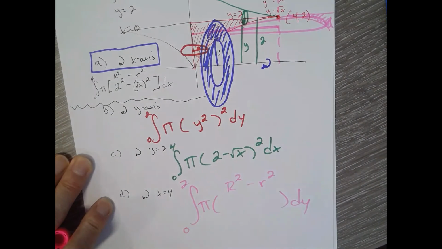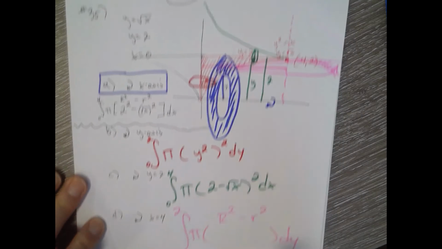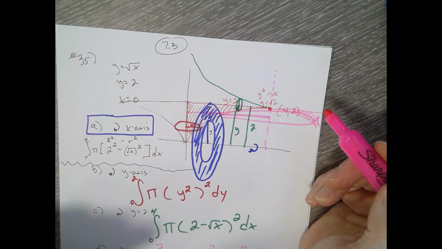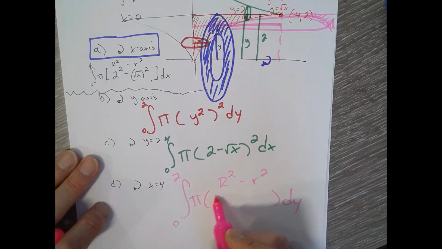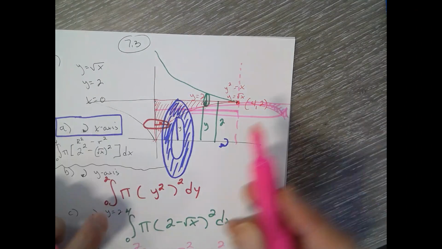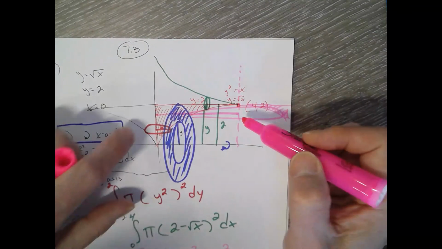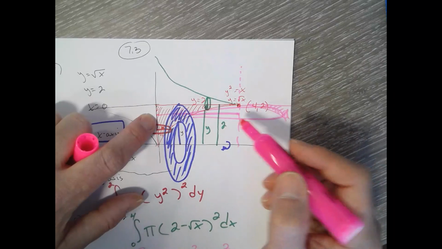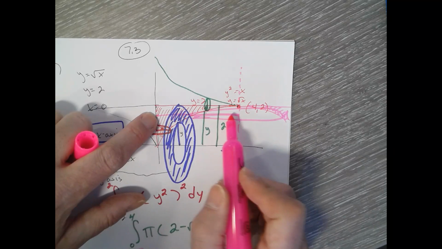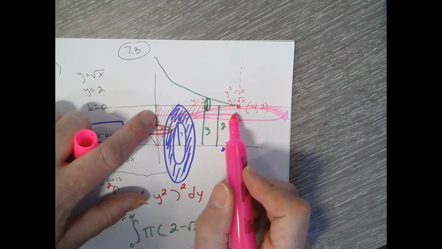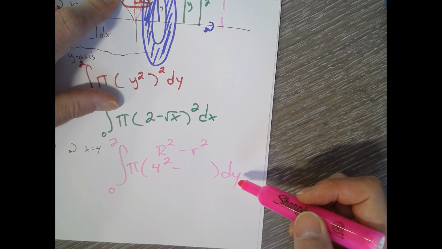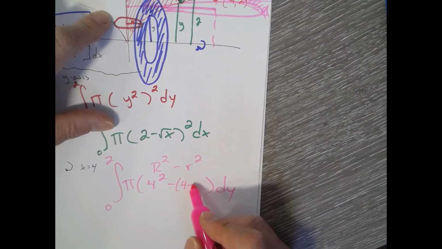Now we have to figure out what our big R is and our little r. Our big R is this distance. It's always that distance, so it's going to be 4 no matter what. And our little r is this distance. We know this much of it is x, so it's going to be 4 minus x. This is x, and that's 4, so this distance right here is 4 minus x. Well, we can't say 4 minus x with respect to y, so we'll say 4 minus y squared.